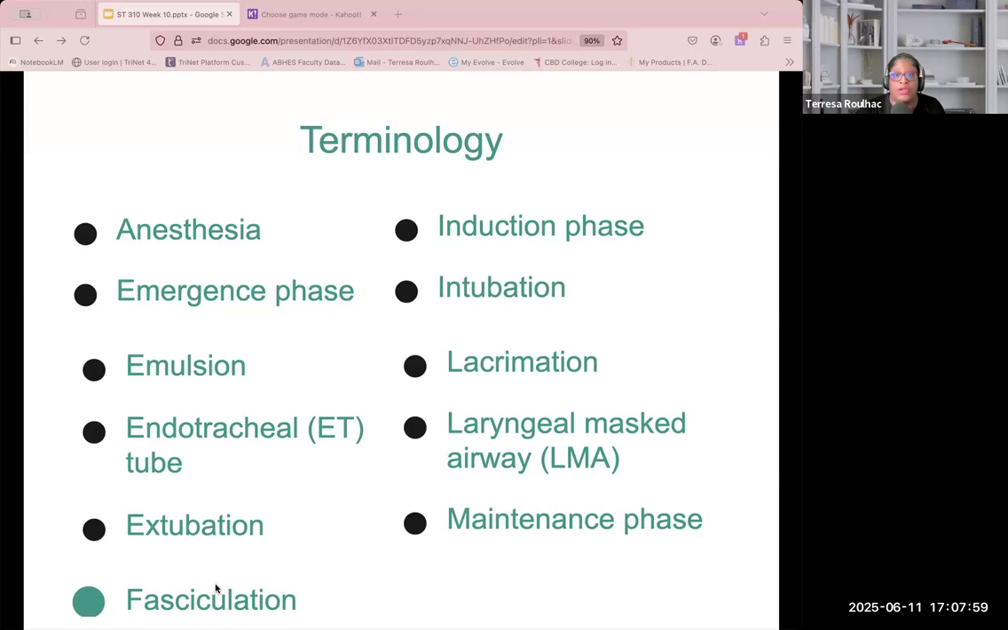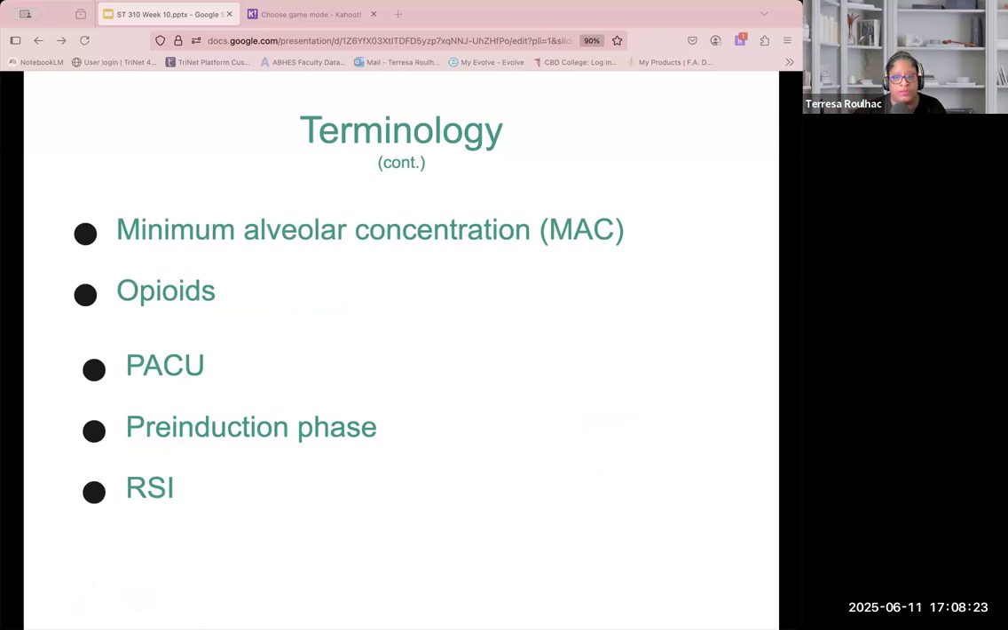And then the other thing I want you to remember is the maintenance phase. It begins after the airway is secured and continues until the surgery is complete. All of these terms that you see in front of you are going to be really important just to understand anesthesia, especially during surgery and our responsibilities as the ST scrubbed in. But there's a little bit more terms.